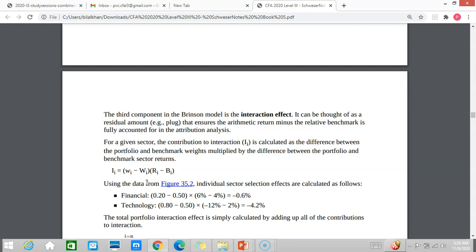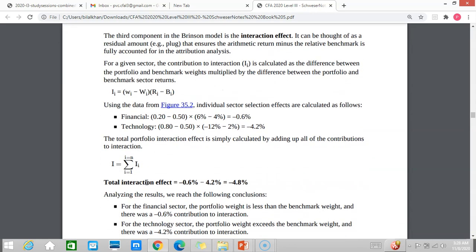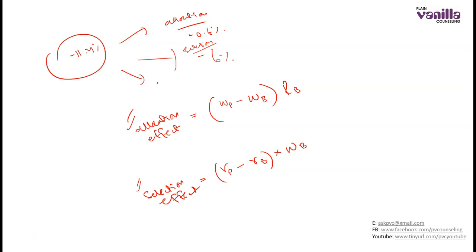So for financial sector, you apply this formula, it is minus 0.6. For technology, you apply this formula, it is minus 0.4. And when you add them up, it is minus 4.8%. So the third is minus 4.8%, which is interaction effect. And if you combine all of these, you will see that 6 minus 4.8 is minus 10.8, and minus 10.8 plus minus 0.6 is 11.4.